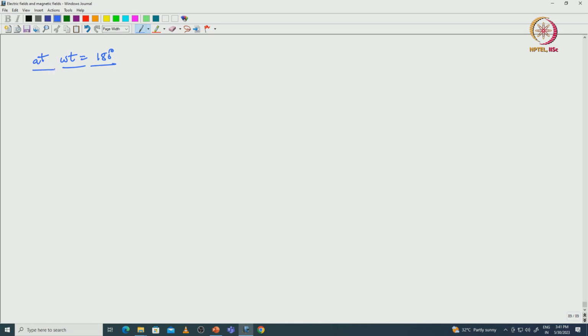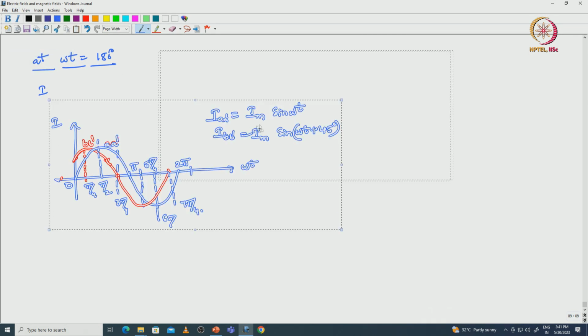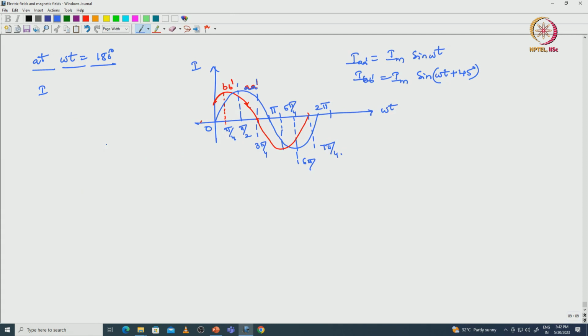At omega t equals 180 degrees, looking at the current with respect to the A dash coil and the B dash coil, we will see the A dash coil current is 0 and the B dash coil current is negative, in the opposite direction. That is what we can observe here at the instant pi.